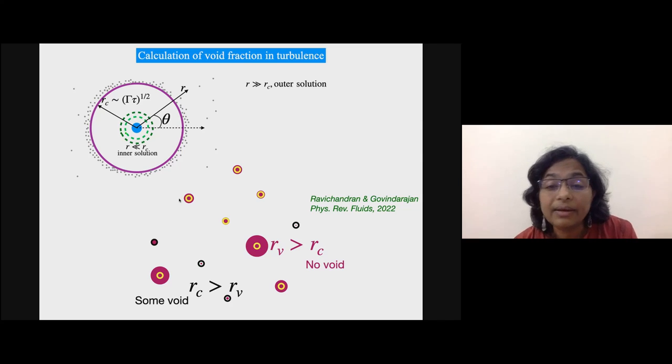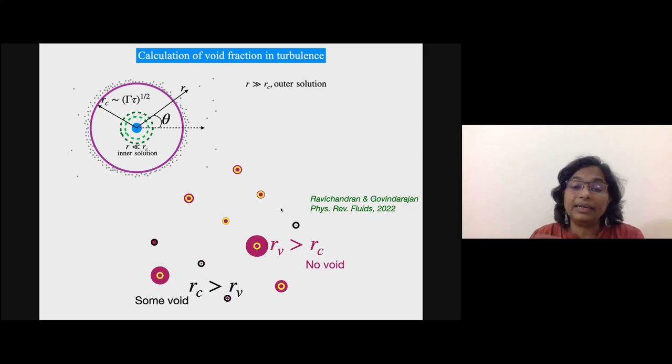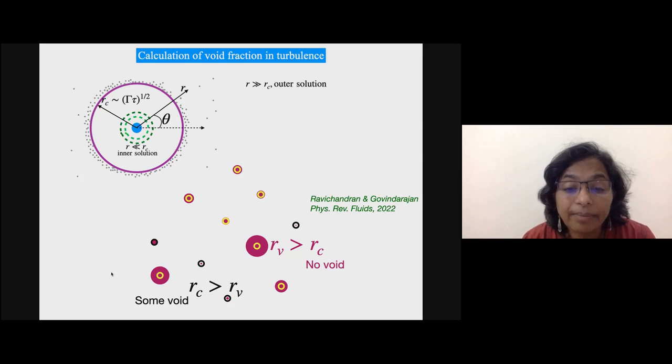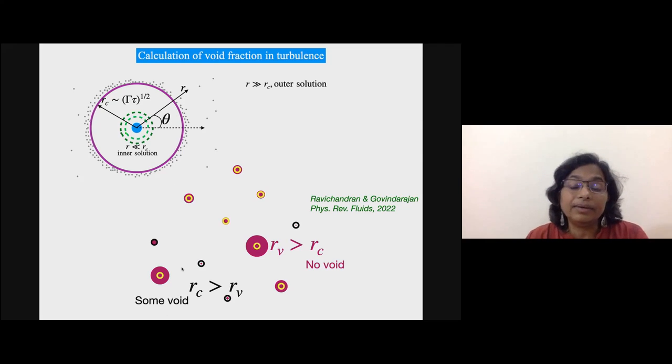So these cannot participate in any rain initiation or special collision events, whereas such particles can participate in collision events because they have some void created. So this is the basic message. Now in real turbulence, how do we calculate the void?